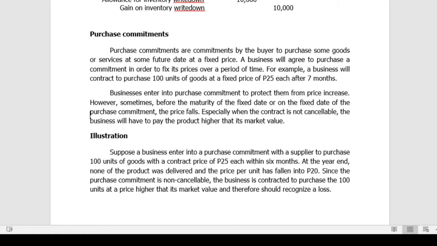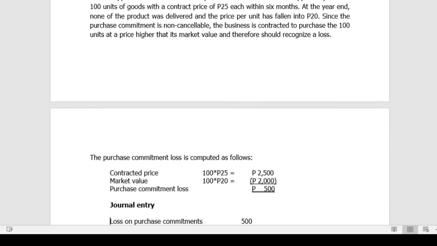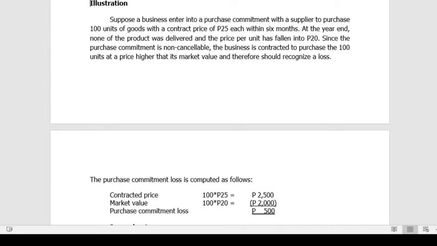So, let us illustrate this. Paano kapag nagbago yung expectation at hindi yun yung na-meet. Pwede kasi na you expect na tumaas yung presyo pero paano kung bumaba? So, ganong mga scenario ang ipapakita sa atin on these purchase commitments because these are still part of the recognition of the inventory accounts. Suppose a business enter into a purchase commitment with the supplier to purchase 100 units of goods with a contract price of 25 each within 6 months.